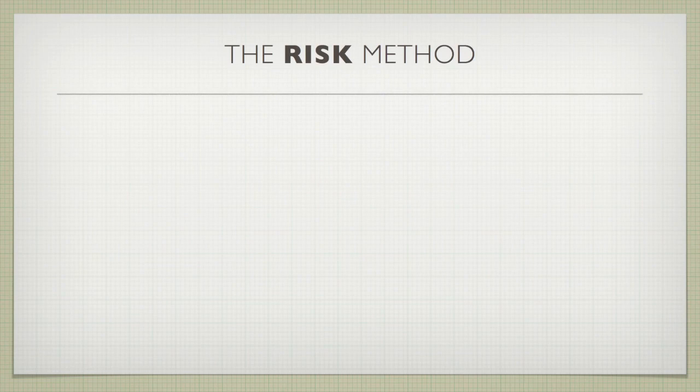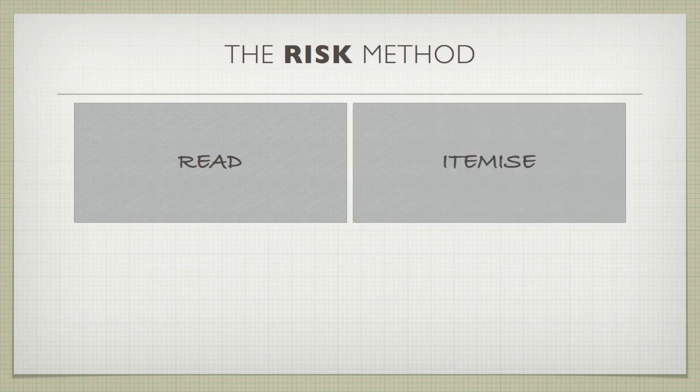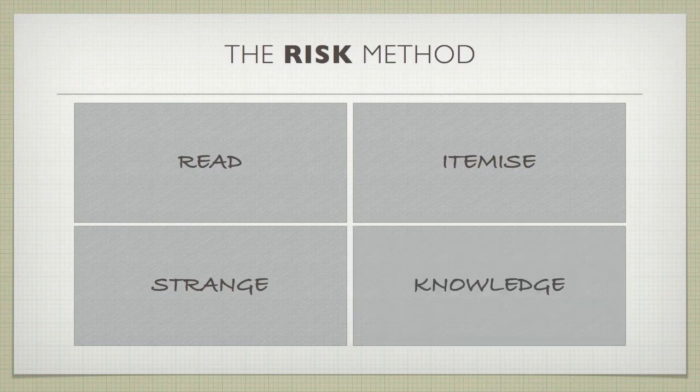The RISK method involves 4 steps. They are: Read the cartoon. What is happening in it? Itemize parts of the cartoon. Which items are important? Strange parts of the cartoon are important too. What stands out as different or strange? Knowledge is going to help us understand the cartoon. What do you already know about the topic and the context?